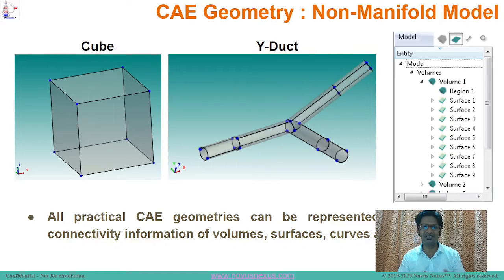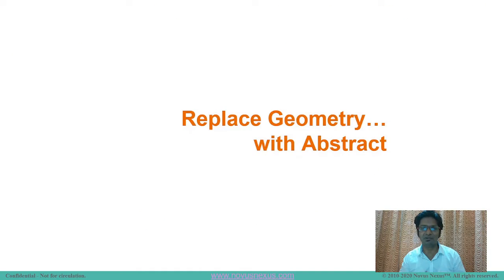So up till now we have seen what is CAE geometry, and how one can define the topological connection of that CAE geometry. We have seen what is a non-manifold model. We have seen how one can set the relation between the geometrical entities, and that's all related to the CAE geometry, which is your starting point of the simulation in the traditional approach. So up till now we have talked about the geometry. We'll now replace the geometry with abstract.